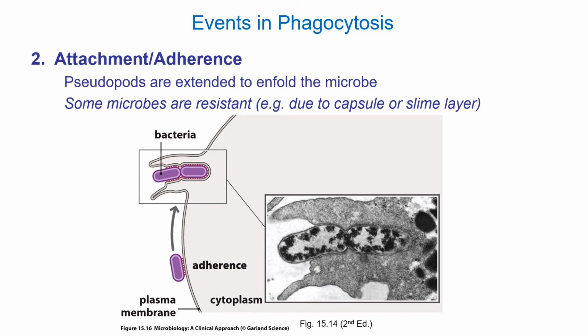So next thing is the attachment, so it grabs onto whatever its target is. You can see in this case here we've got some little bacteria, and the bacteria are being engulfed or at least attached to the phagocyte. Some are a little more resistant. If they have capsules or slime layers, it makes it a little harder for the phagocyte to grab on.